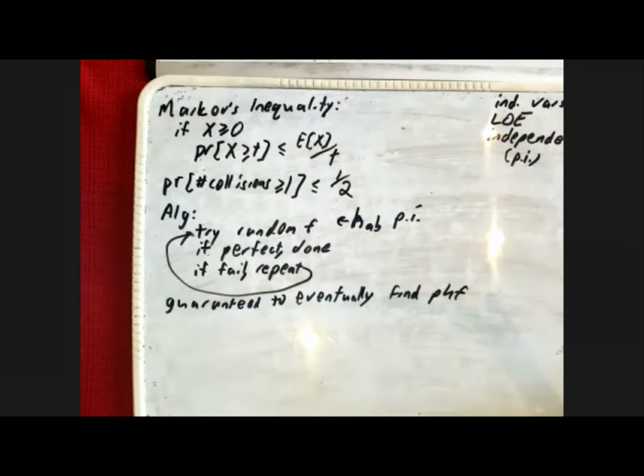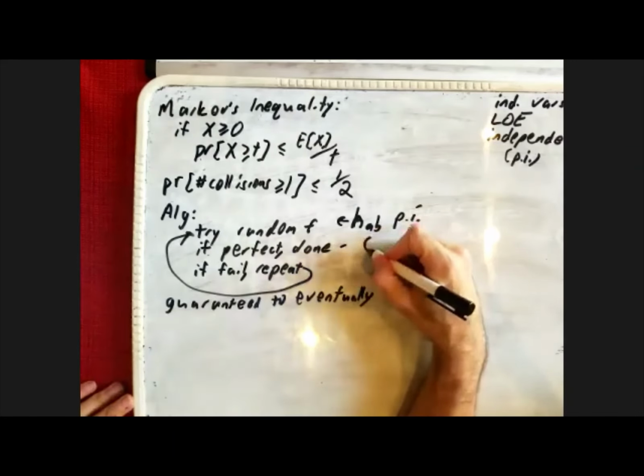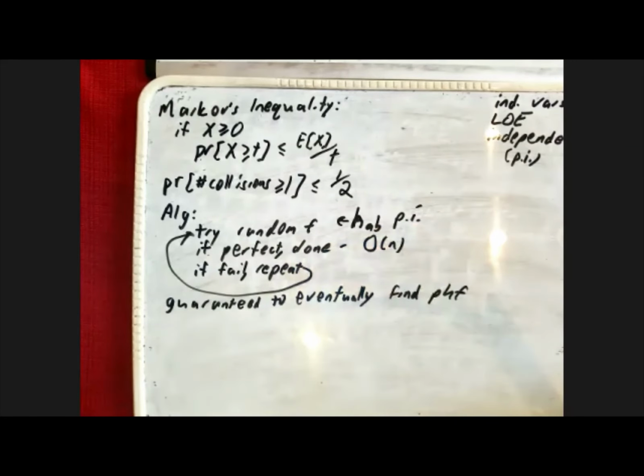How quickly can we check if the resulting function is a perfect hash function? What do we have to do? Have I lost everybody? Hash all the keys. Yeah, we just need to hash the keys, right? We just need to fill the hash table and see if there are any collisions. So that obviously takes us order n time. So one iteration of the loop takes order n time. What can we say about the number of iterations?